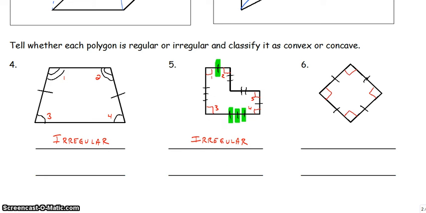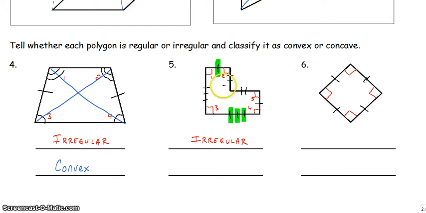When I'm looking to see if it's convex or concave, that's when we're looking at our diagonals. This figure would have 2 diagonals. Those diagonals are always inside my polygon. That makes it convex.